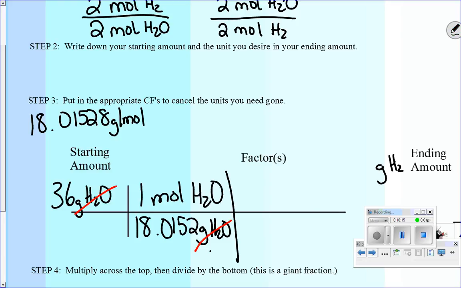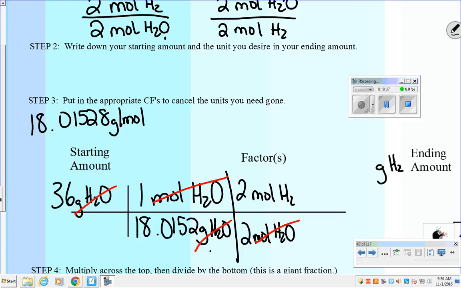of water. Now I have moles of water, and I can use one of my conversion factors from the top. This one right here has water on the bottom, so I'm going to do my 2 moles of water on the bottom and 2 moles of H2 on top, which allows me to cancel those out. Now I have moles of H2, but I want grams of H2.